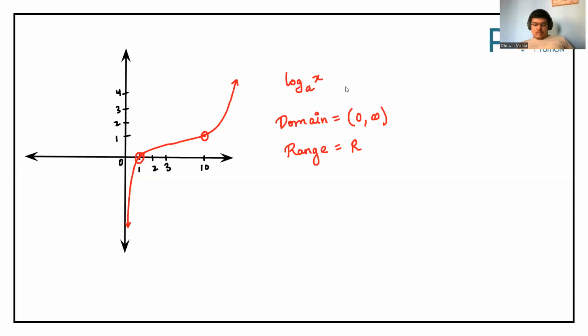Done. Shall we move to the last one, the exponential function? Just a second, sir.